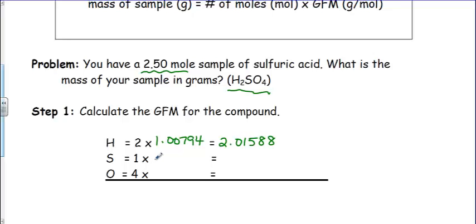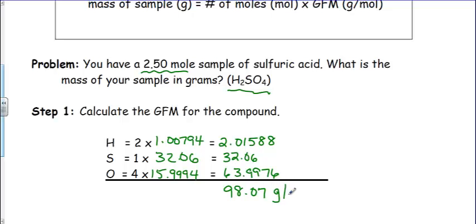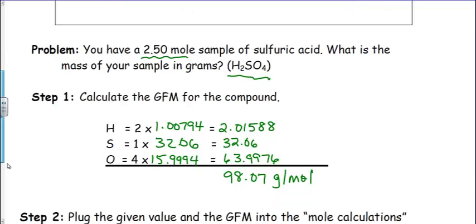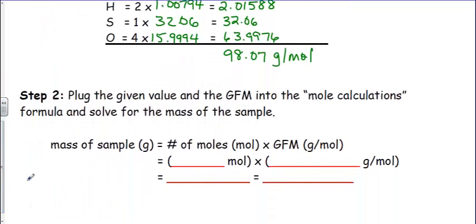And then one sulfur at 32.06 grams per mole, and there's only one, so it'll stay at that. And then 4 oxygens times its mass will give us 63.9976. Add those up, and to sig figs, we'll have 98.07 grams per mole for our GFM. Then what we're going to do is plug in the given value and the GFM into the mole calculations formula and solve for the mass of the sample.